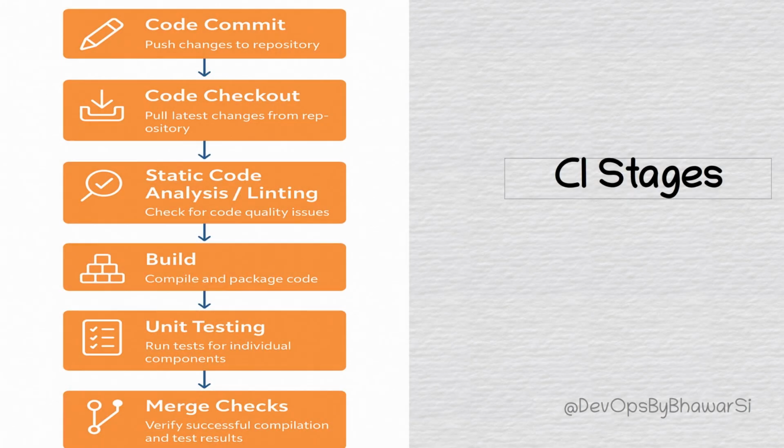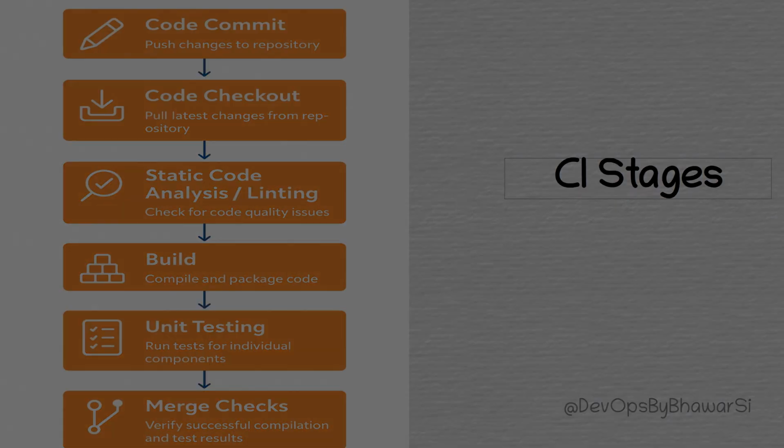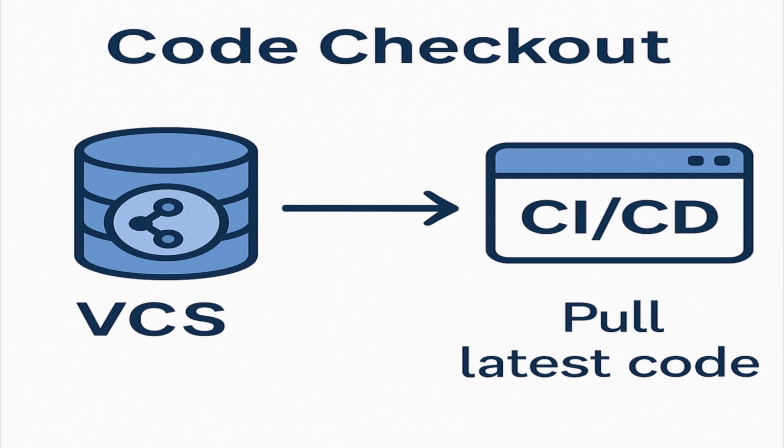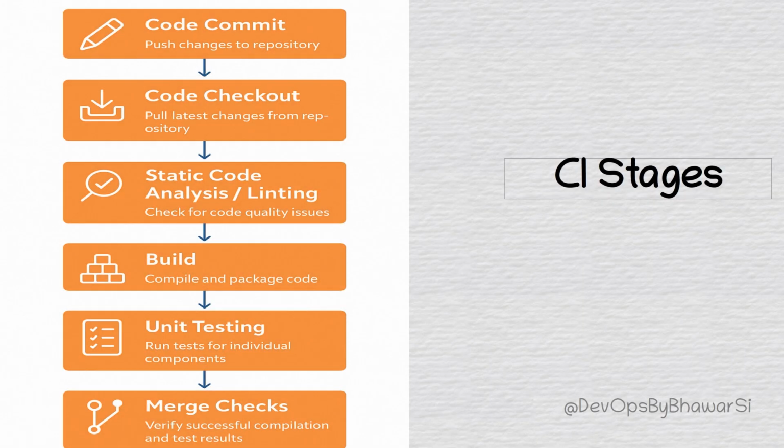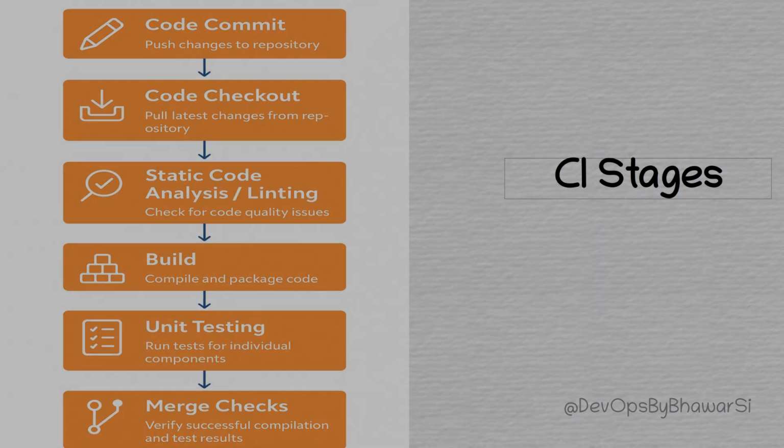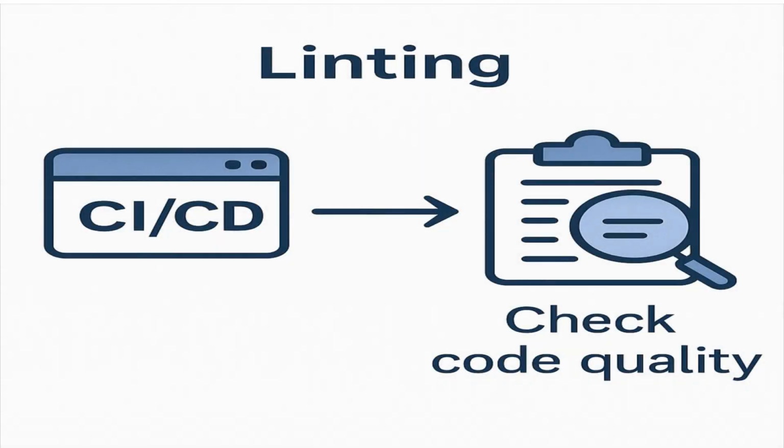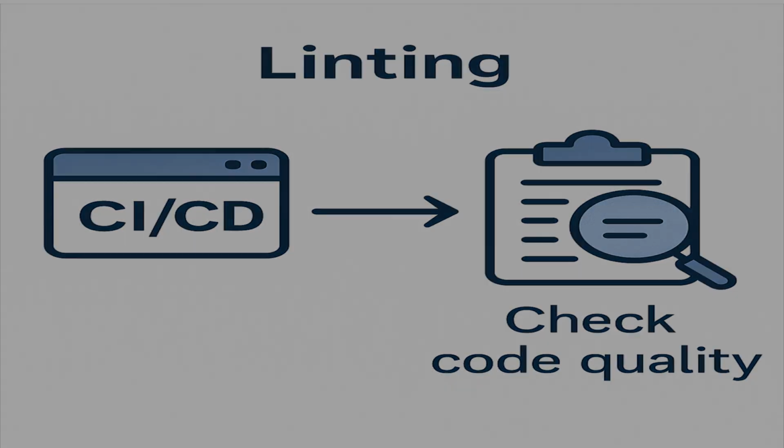Next up, we have code checkout. This is where the CI tool pulls or downloads the latest code from version control. Once the code is fetched, it begins running the next defined stages, for example, build or test. The next stage is static code analysis or linting. Here, the tool checks your code quality, things like syntax, formatting, and best practices. It helps catch silly mistakes early.